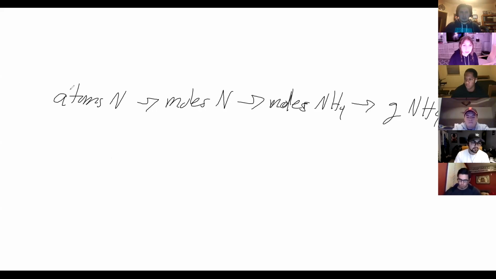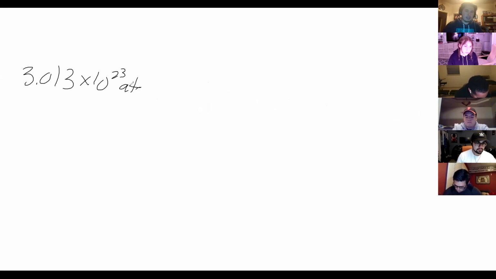So the best way to understand this is it's a process where we take our atoms, convert to moles of nitrogen, then moles of ammonia, and then to the grams of ammonia. So let's do that. Let's clear all this and start. We started off with 3.013 times 10 to the power of 23 atoms of nitrogen.